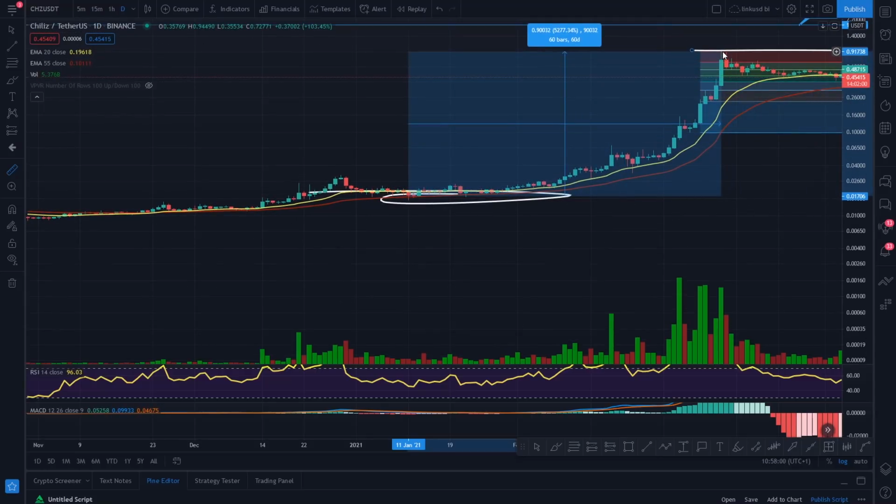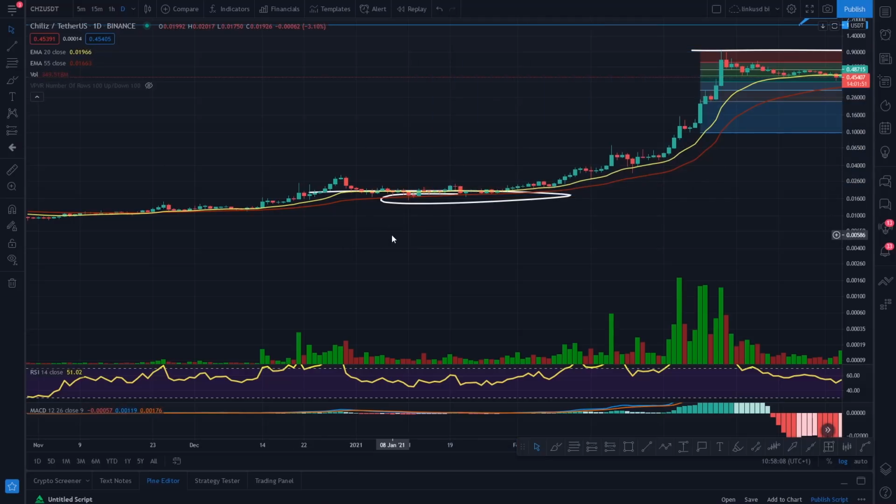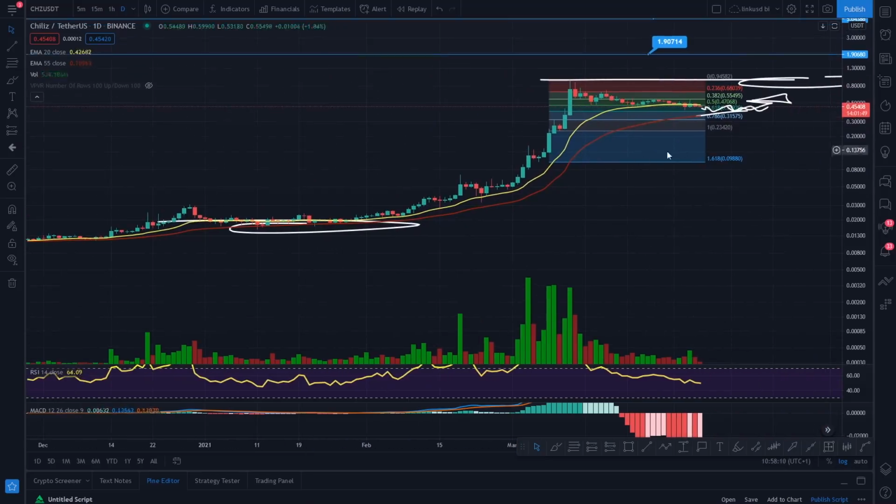You're looking at 5,277%, okay, which is insane, which is like a 50x. There's no reason, I'll be honest with you, there's no reason why it can't do that again after this sort of price structure and this sort of consolidation.